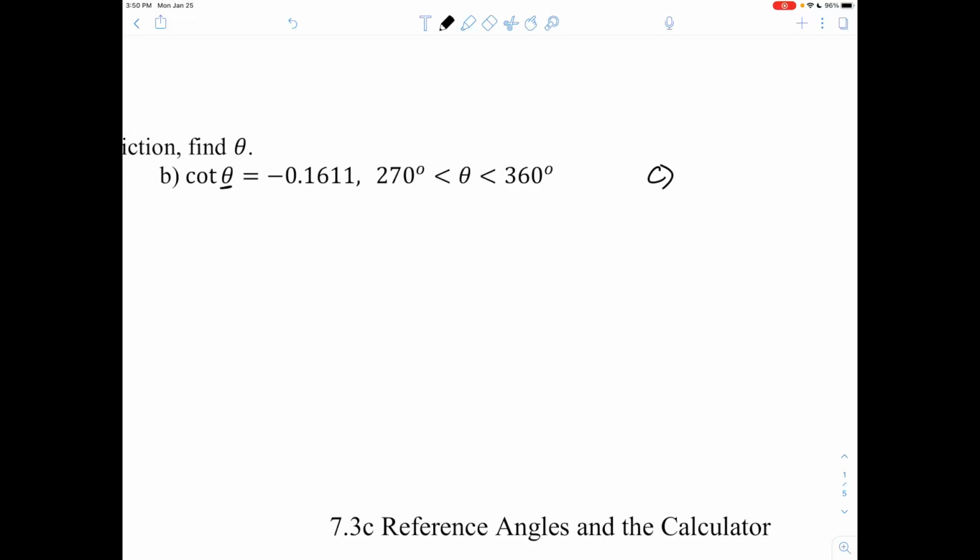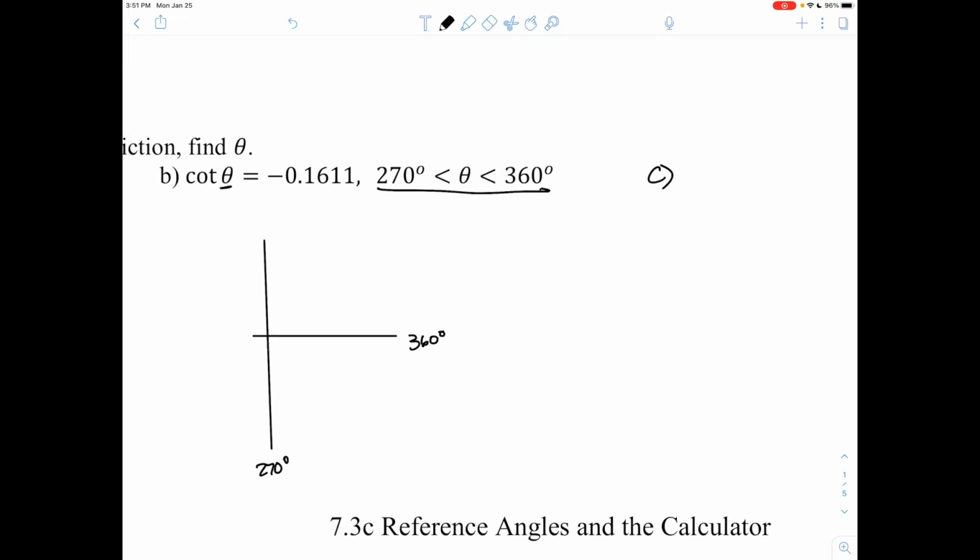We want to find theta, and we are in quadrant 3. We know we're in quadrant 3 because that's our restriction. Theta has to be between 270. Let's go to quadrant 4. That's quadrant 4. All right, try again. Okay, that's quadrant 4, right? Theta is between 270 and 360. So our theta should be in that measure.